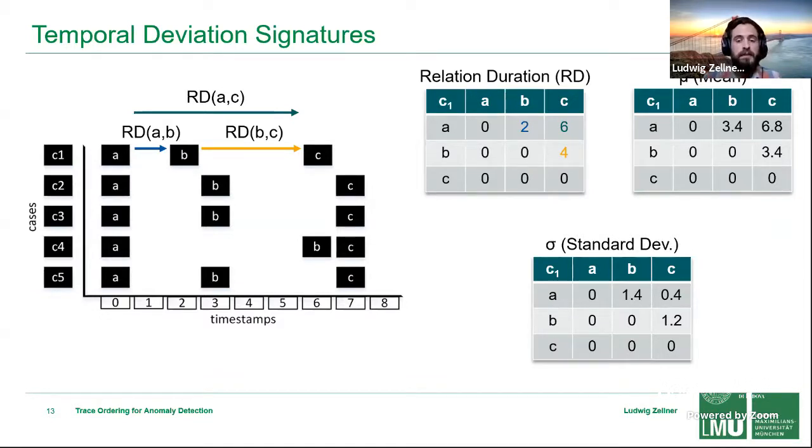So here you can see a toy example on the left-hand side with 5 different cases, C1 to C5. And at first we compute the set of relation durations between each event pair. This is represented for case 1 by the arrows. And then we derive the mean and standard deviations. And you can see the computed relation duration, the mean and the standard deviation in the matrices on the right-hand side.